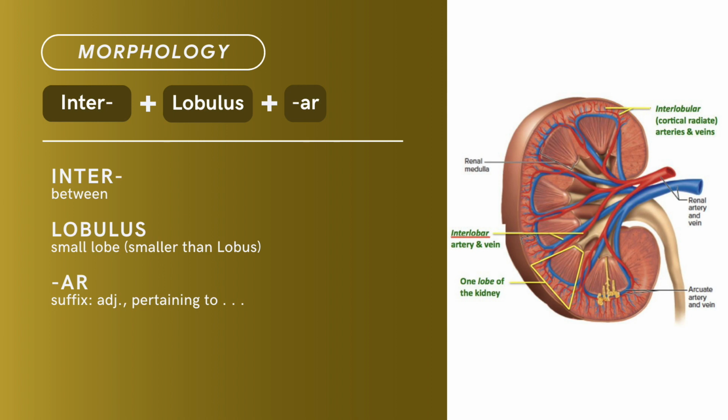Inter means between, lobulus means small lobe, smaller than the lobus. R is a suffix denoting adjective. There you have it, compound term, interlobular arteries and interlobular veins.